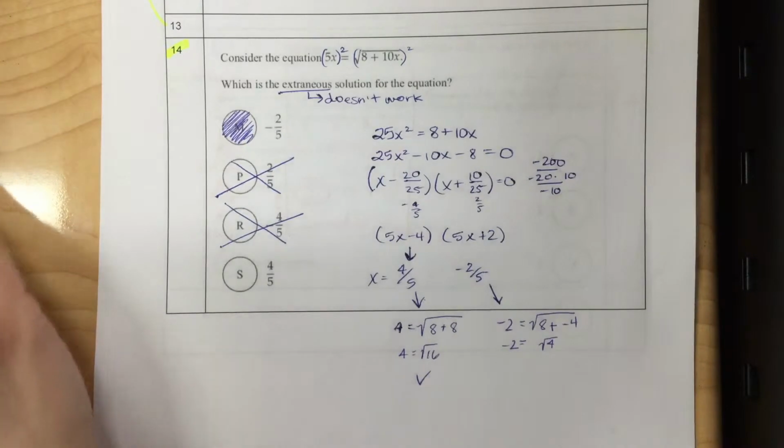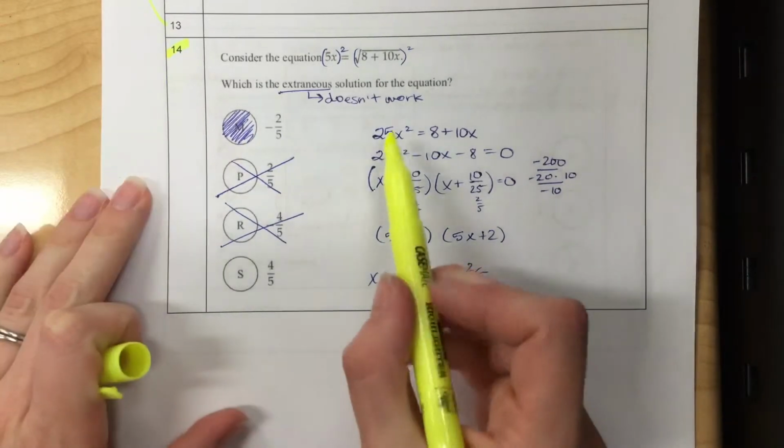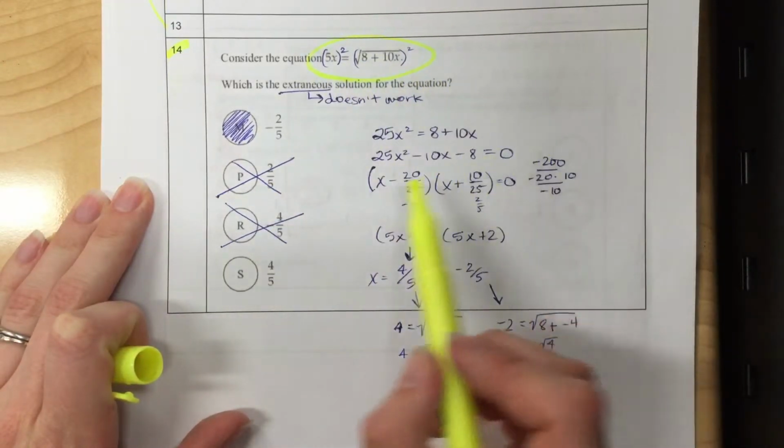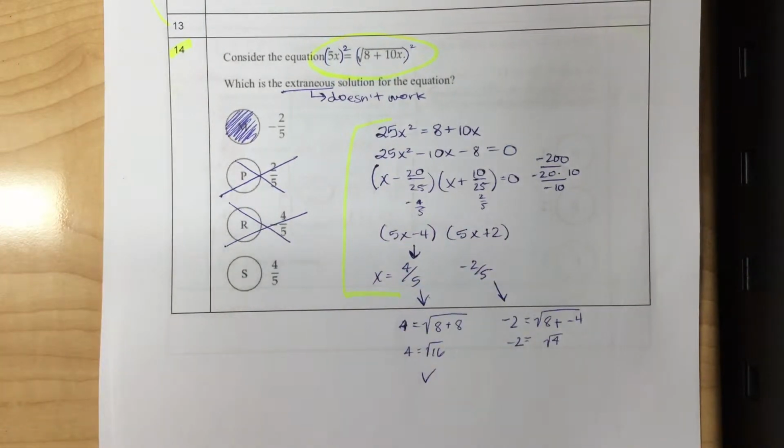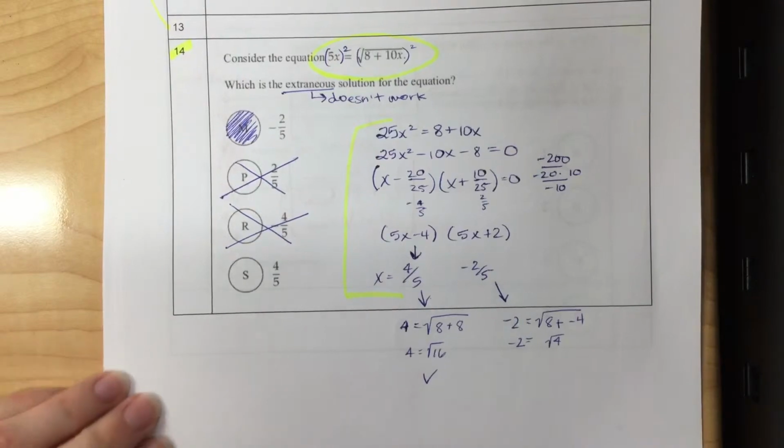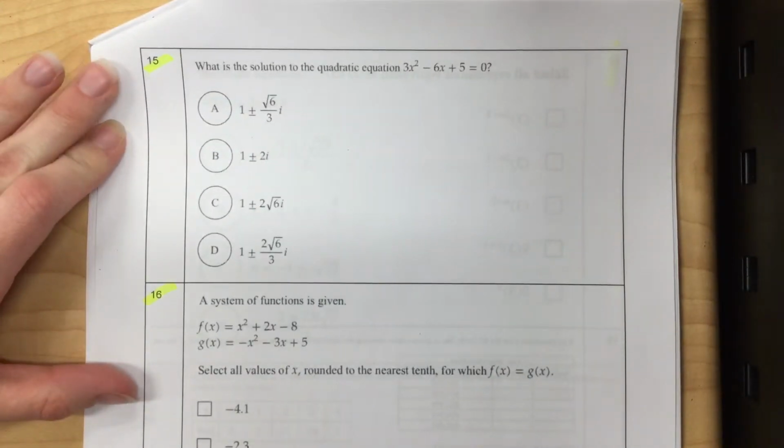The biggest thing I need you to be able to do more than anything is know this first step and then know how to get through this step to at least find the possible solutions. And this one is hard with the fractions. I totally get that. All right, question 15.